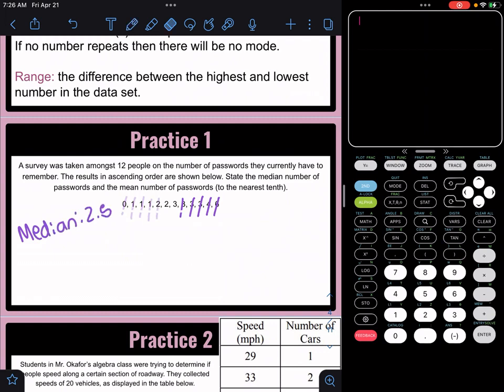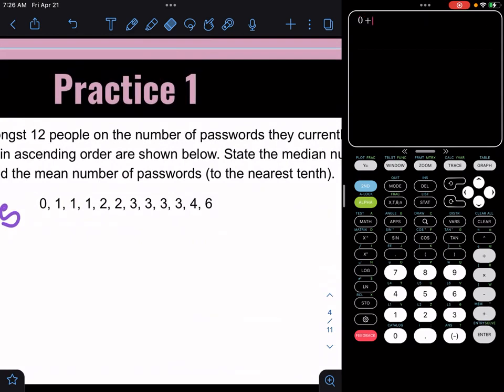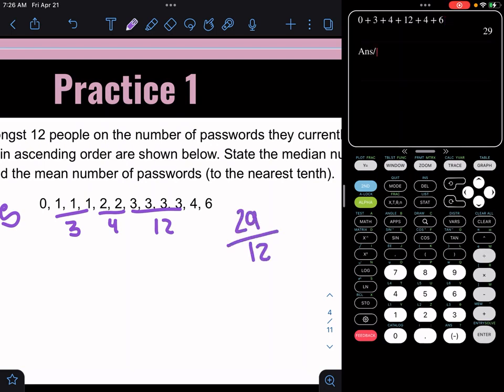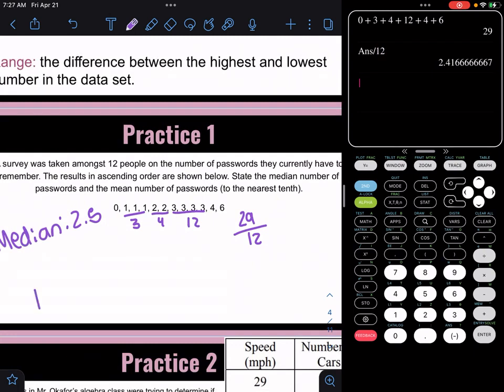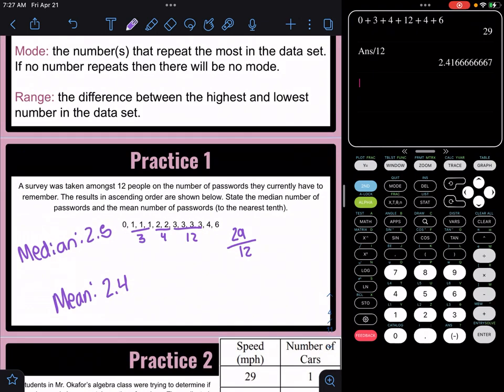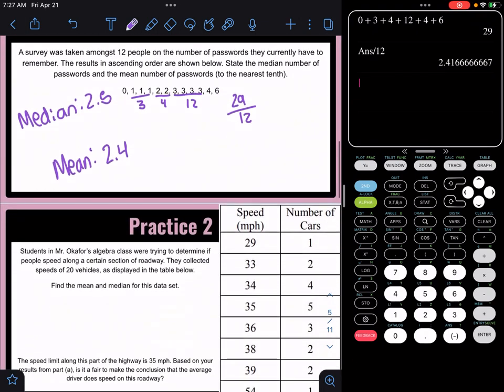Now, to find the mean, I have to start by adding all these things together. What is 0 plus, there's 3 1s, so that's 3, plus 2 2s is 4, plus 3 3s, 3 times 3 is 12, plus 4 plus 6. This is together, these are 3, these are 4, this is 12. Okay, and that is 29. And then there were 12 of them. It says state to the nearest tenth. So the mean would be 2.4. Very nice.